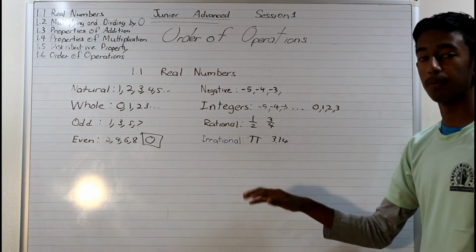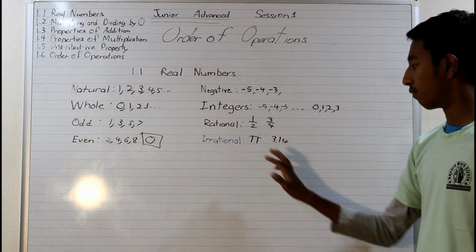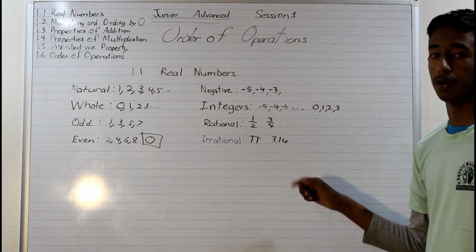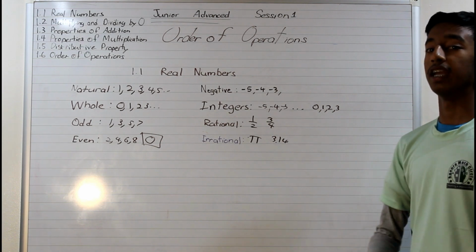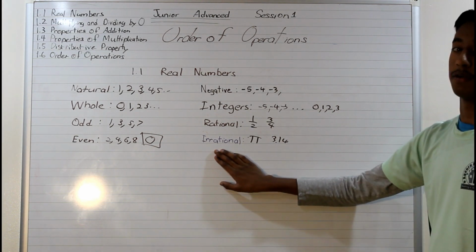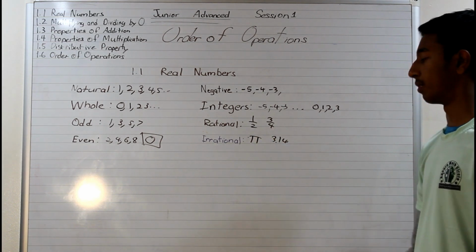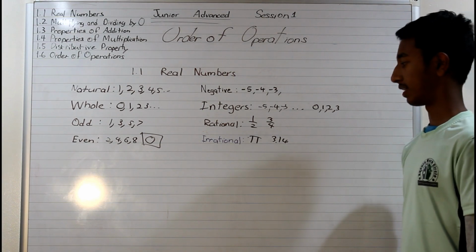Now, its counterpart, irrational numbers, cannot be shown as fractions. For example, pi, which is 3.1415 and onward infinitely, which means it cannot be shown as a fraction. Now, there's a reason why I put it in purple, and that is because you will most likely not see very many irrational numbers in your class.